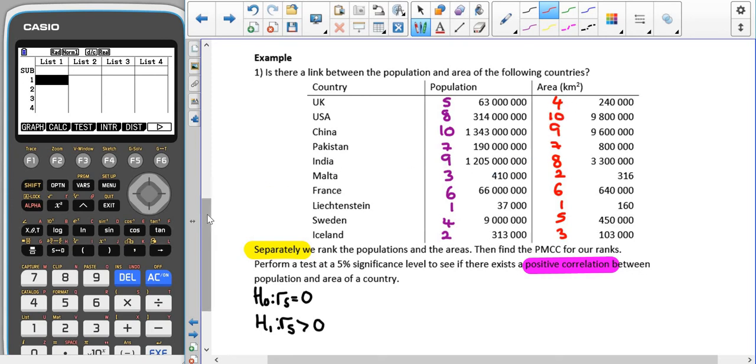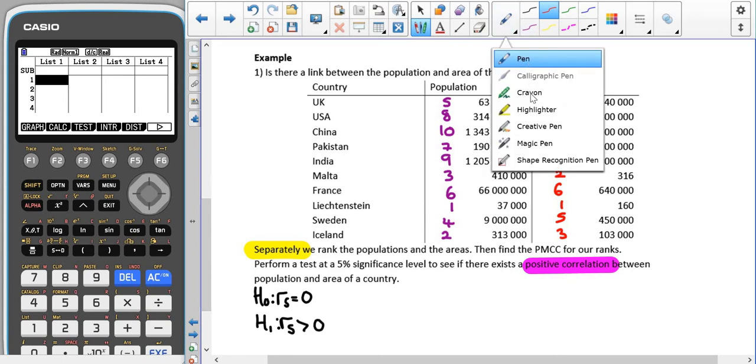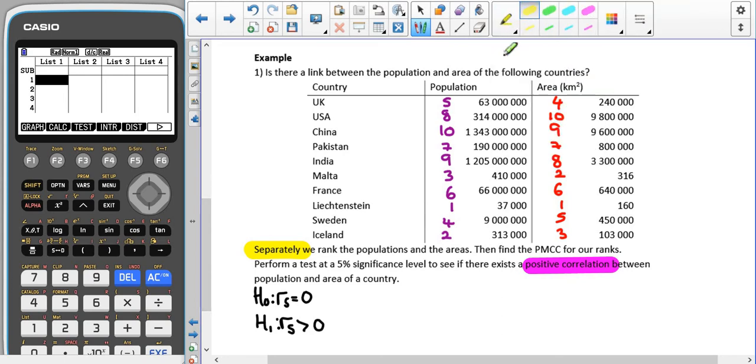Now, when we put these values into our calculator, we are only going to be entering the rank. So we're only going to enter these numbers here and these numbers here. We're going to ignore the data from now on.